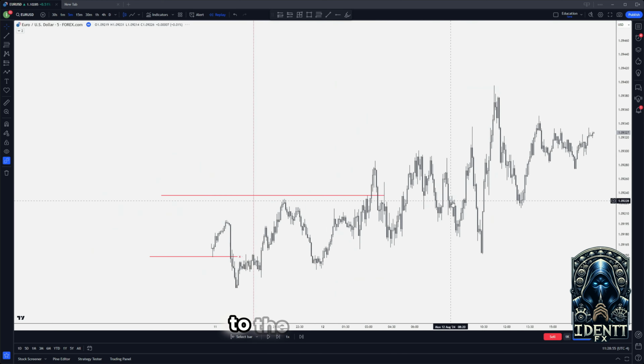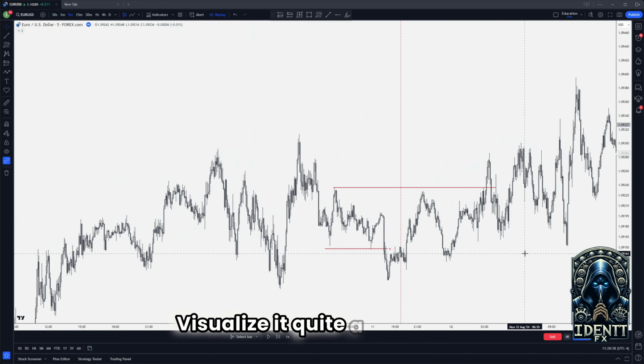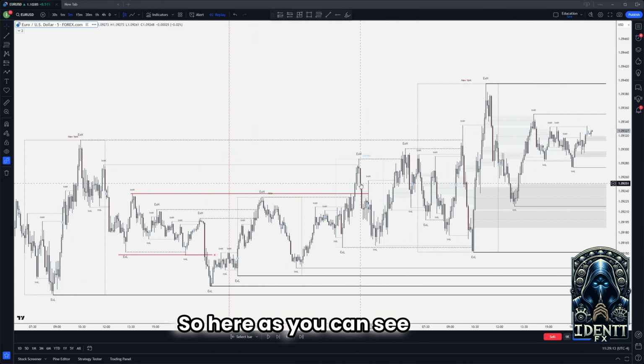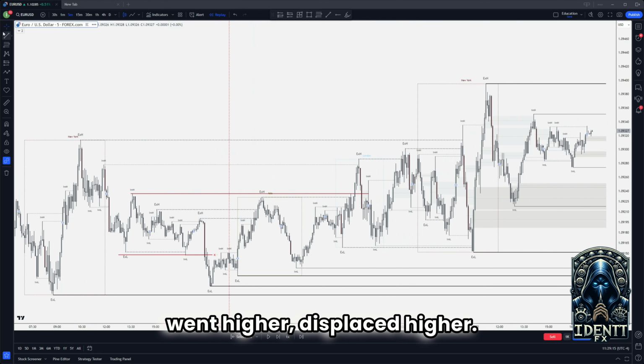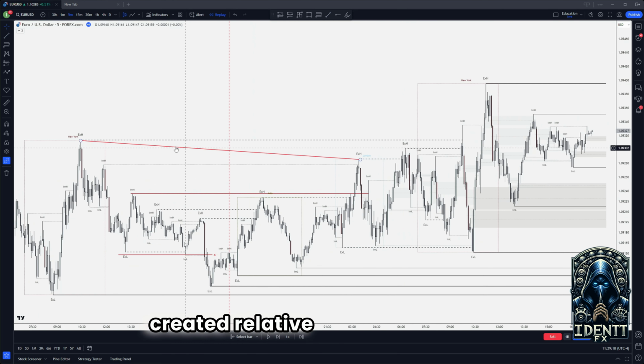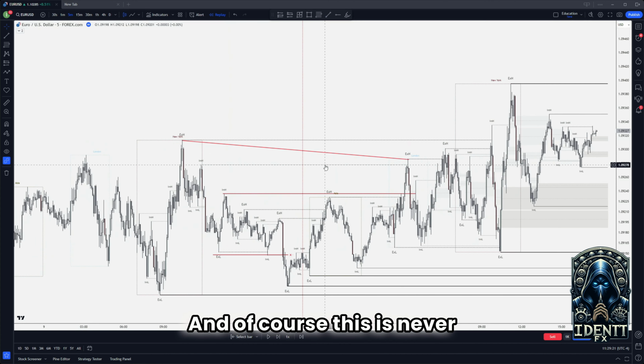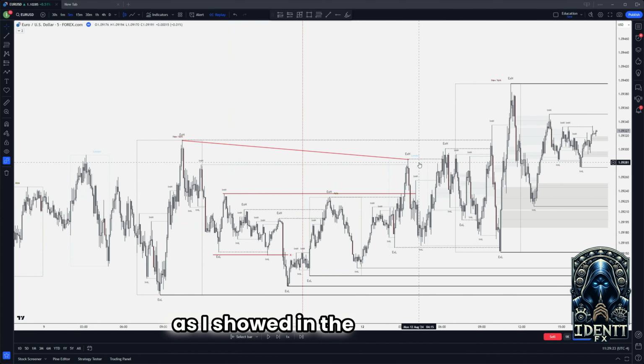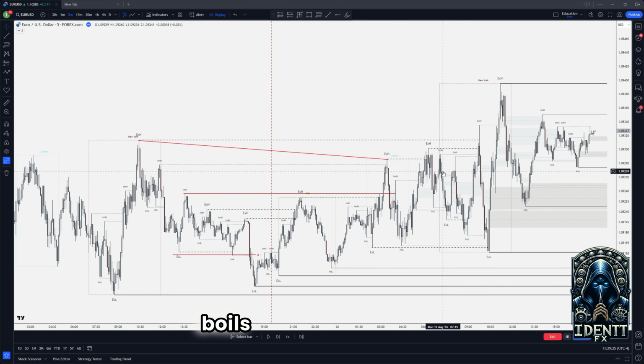And let's actually go to the 5-minute, which will visualize it quite a lot better. So here, as you can see, price went higher, displaced higher. We then created relative equal highs here. And of course, this is never going to be as picture perfect as I showed in the theoretical example, but it all boils down to the same. Price then went lower, respected this level. And in the process, what do?